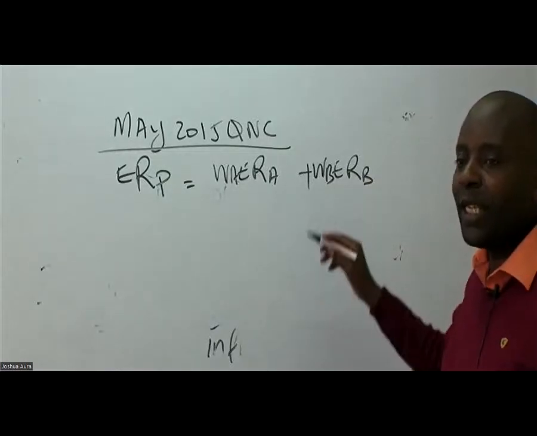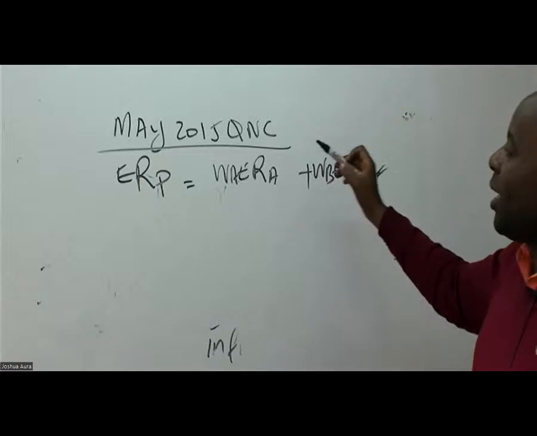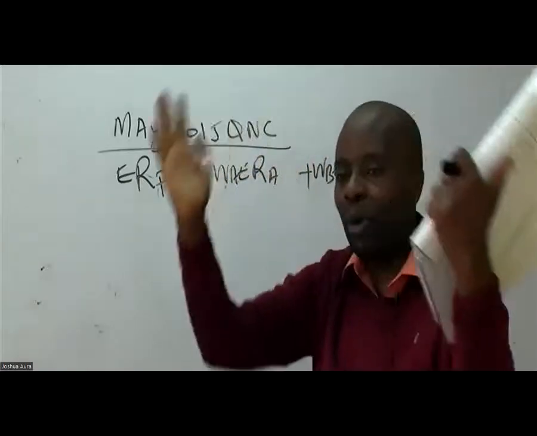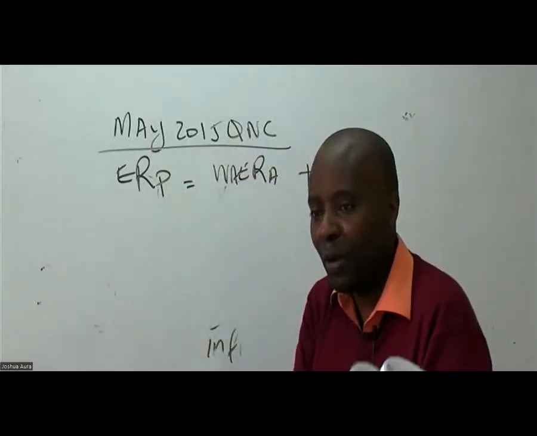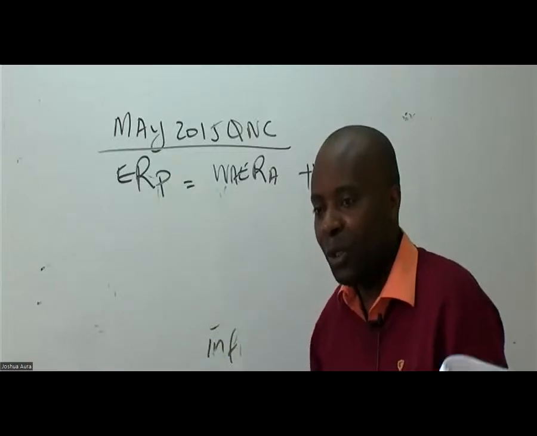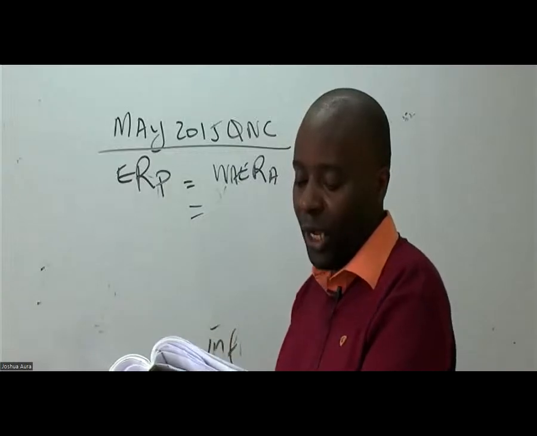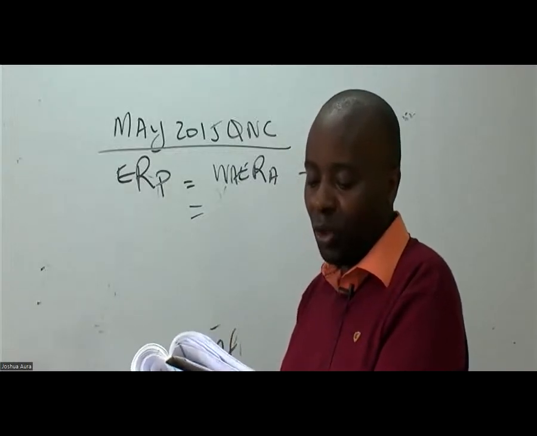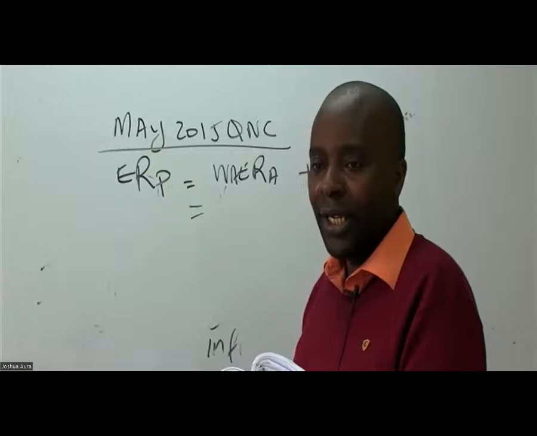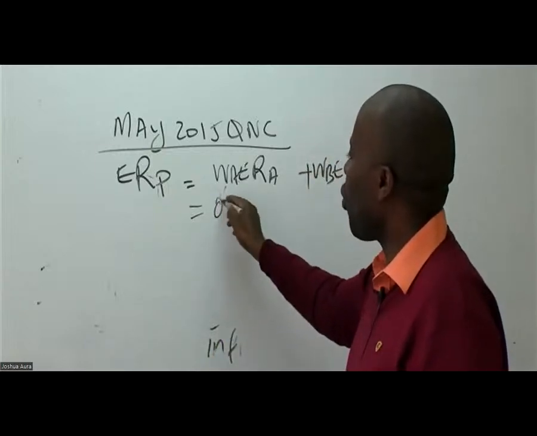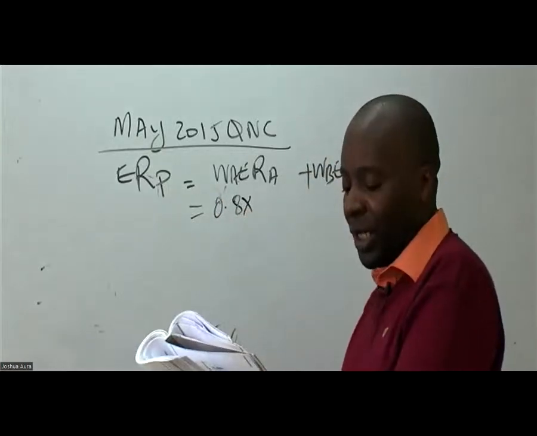I don't know whether you are able to remember this formula, expected return of a portfolio. We are putting things together. So in this case, the weight of A: have they given us the weight of A? Yes. They've told us that the weight of A is 80%. So then this will be 0.8 times expected return of A.